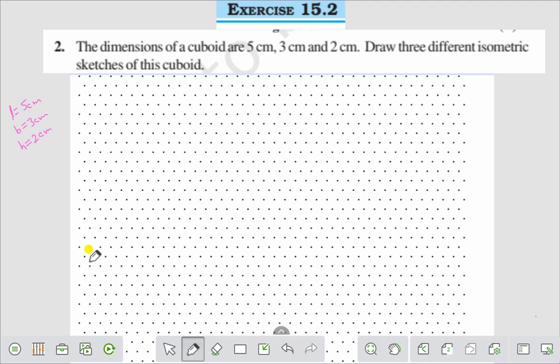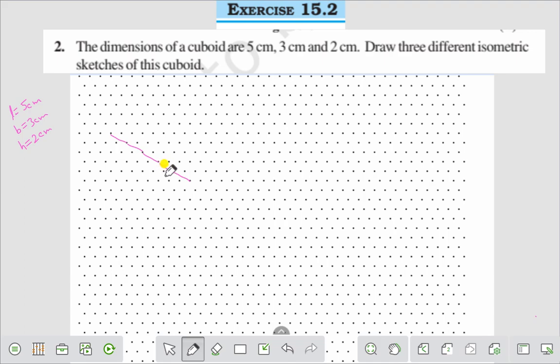Length is equal to 5 cm. Let us take length 5 cm. That is from here you take 1, 2, 3, 4, 5. We take length as 5 cm, right?